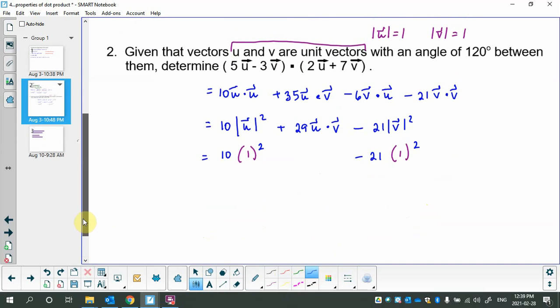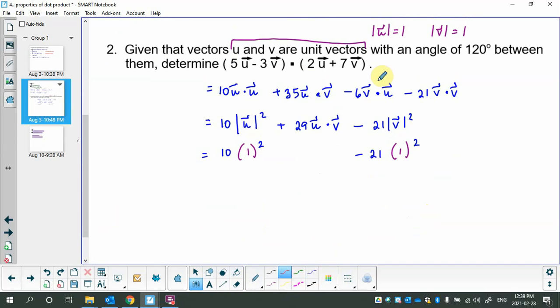Now the other thing that we know in this question is something that I overlooked as well, and that is the angle between them is 120 degrees. So what I can do is reach back into the old note of what dot product really is.